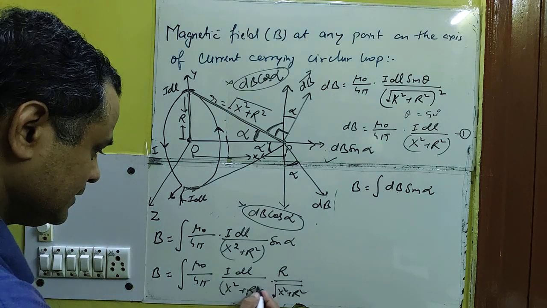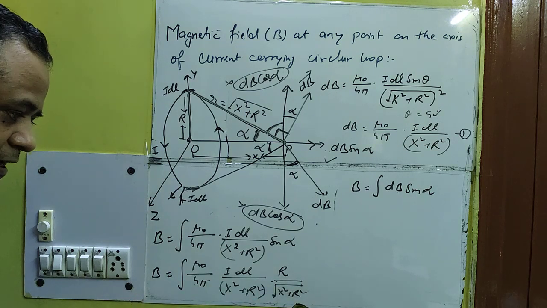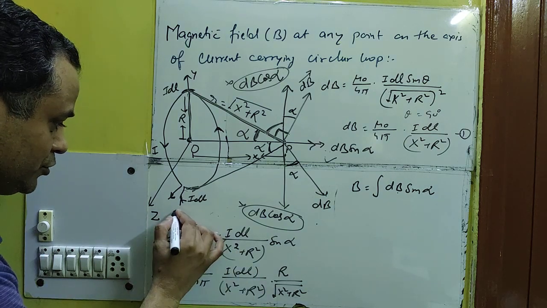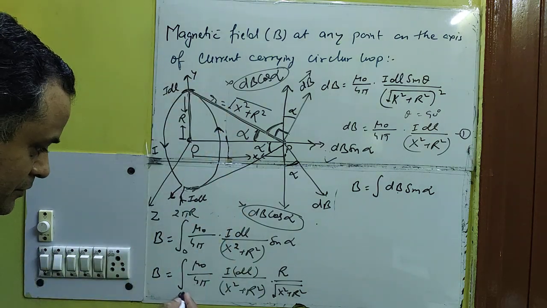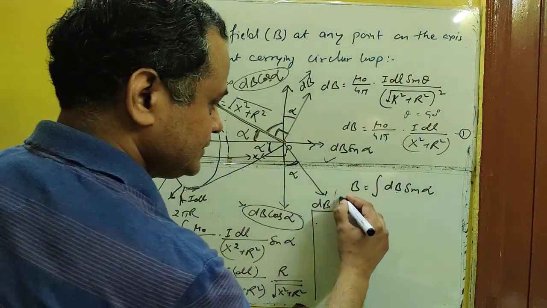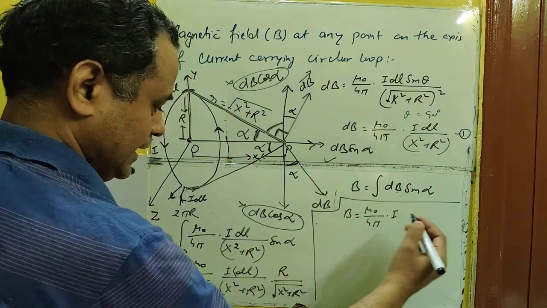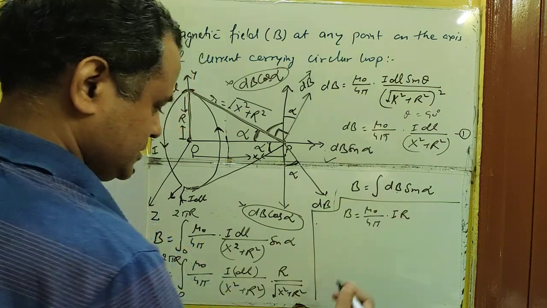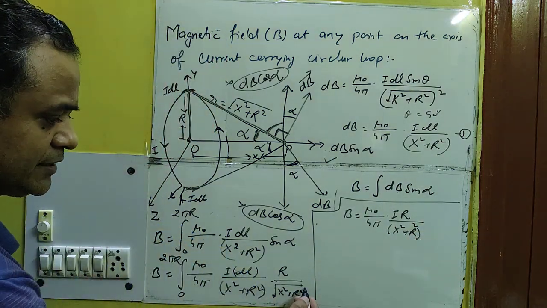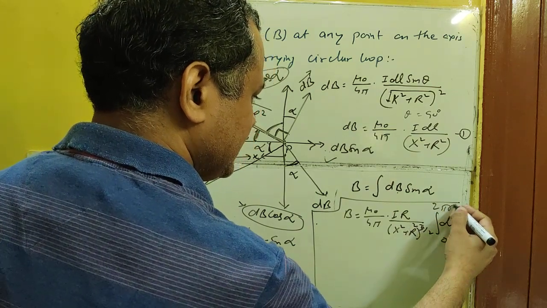Now see this equation. Here all things are constant except dl. So take all constants outside, and the variable is dl, so your limit should be in terms of dl. This will be 0 to 2 pi r for the whole circle. So taking the constants outside, we get B equal to mu naught upon 4 pi, I constant, r constant, x square plus r square, here power 1, here power 1 by 2, so it becomes 3 by 2, and dl from 0 to 2 pi r.